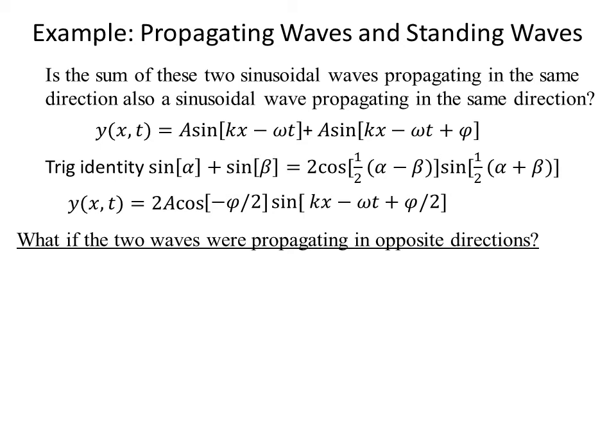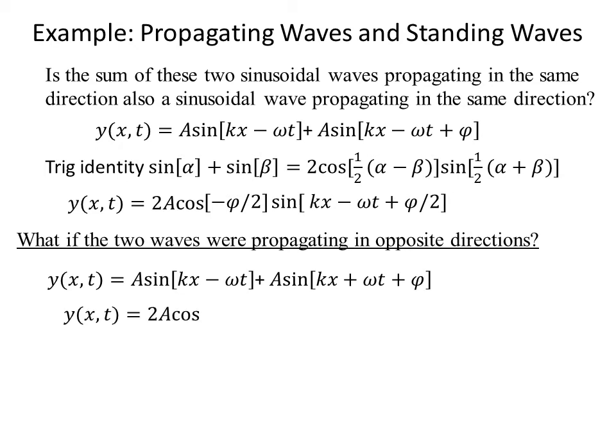What if the two waves were propagating in opposite directions? Then we have a times the sine of kx minus omega t plus a times the sine of kx plus omega t, so we have one going to the left, plus a phase. Using the same trig identity, we have 2a cosine times 1/2 of kx minus omega t minus kx plus omega t plus a phase. The kx's still cancel, but the omega t's do not now. So we are left with cosine of minus omega t minus the phase over 2.